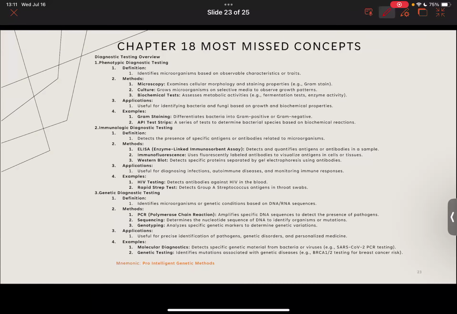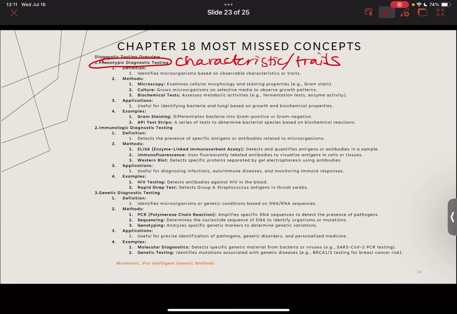All right, chapter 18, our diagnostic tests. Remember our three major groups: phenotypic, these are characteristic based, or traits. Immunologic, this is antibody or antigen interaction. And genetic or genotypic testing. This is going to be literally based on nucleic acid sequence.